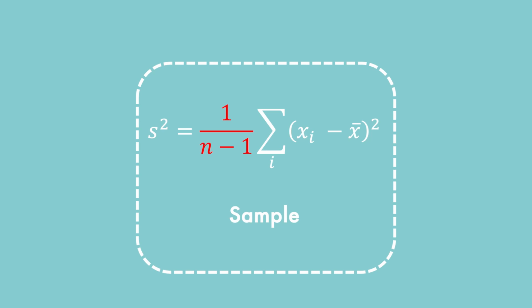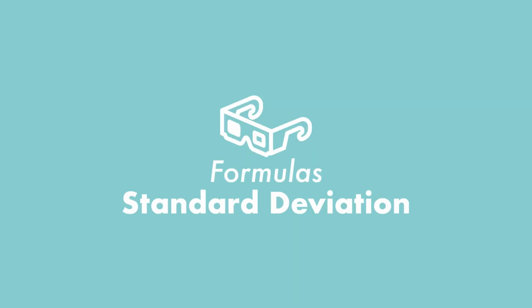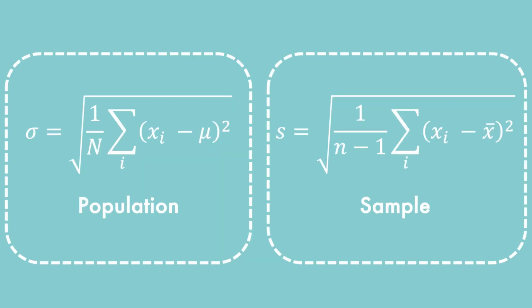If the number of elements in the sample is large, division by n or n minus 1 gives approximately equal values. The standard deviation formulas can be quickly derived from the previous ones by applying the square root.